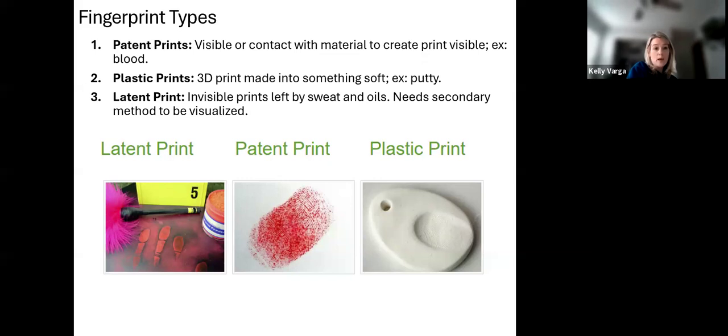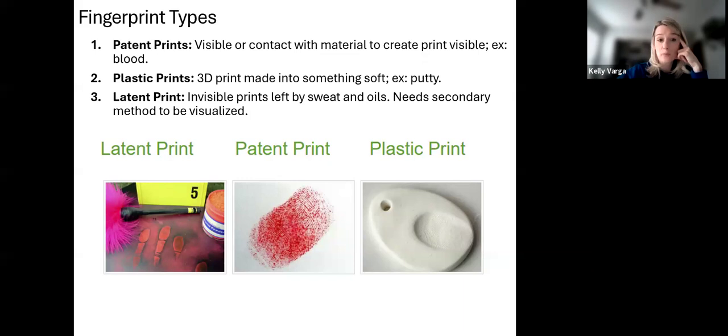These can be patent prints, which are visible or create contact with the material, creating a visible print that one can see. They can also be that maybe I touched a substance, and that substance, just like fingerprint ink, now I touch something else and it leaves a physical print. Something like blood would be a great example. Plastic prints are made as a 3D image into something, something that tends to be on the softer side. Putty is a pretty standard example of this.